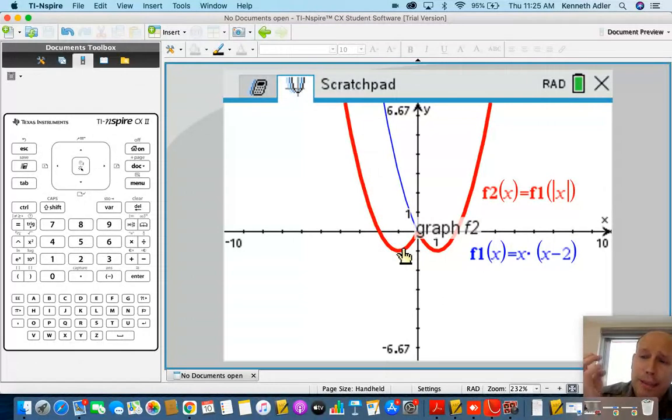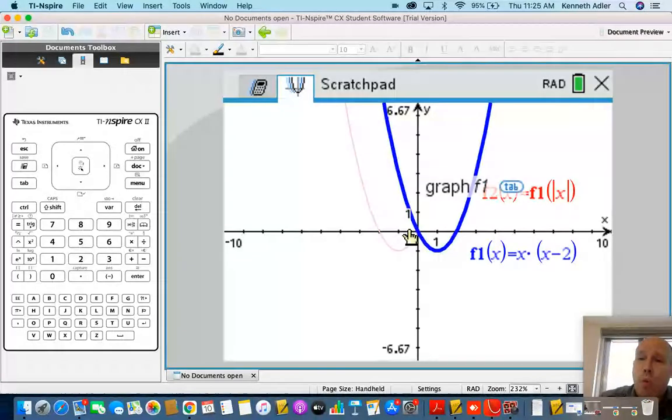If you think about it, all the negative values take on the output of the positive values. Negative 2 is the same thing as 2. Negative 3 is the same thing as 3. So what I'm going to show you in the video is graph your original graph, erase everything to the left of the y-axis, and then reflect the graph through the y-axis. This is the transformation when you replace x with absolute value of x.